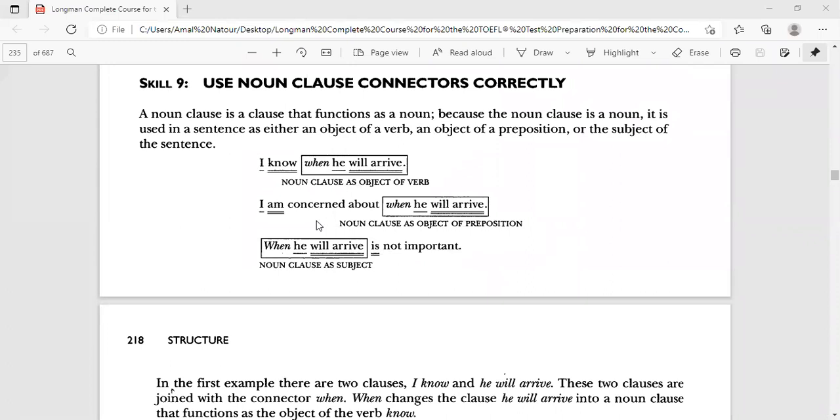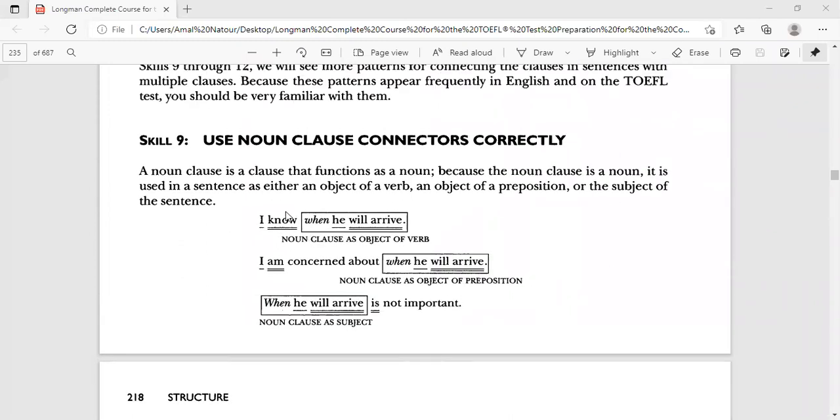For example, if I look at these 3 examples: I know when he will arrive. In this first example, there are 2 clauses. The first clause is I know. The second clause is he will arrive. These 2 clauses are joined with a connector. What is the connector? It is when.